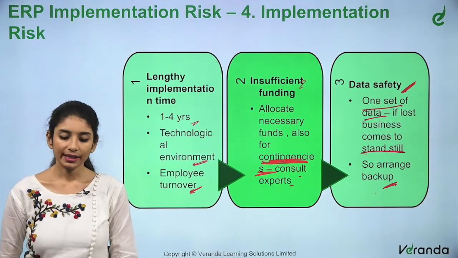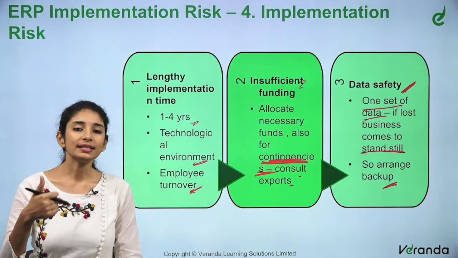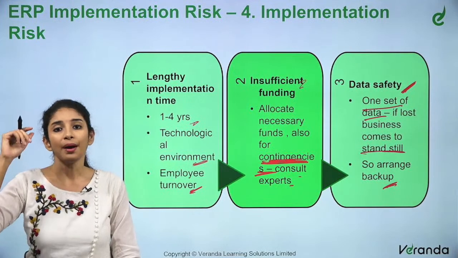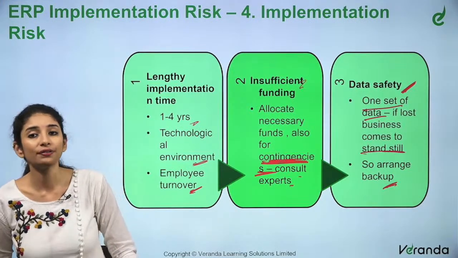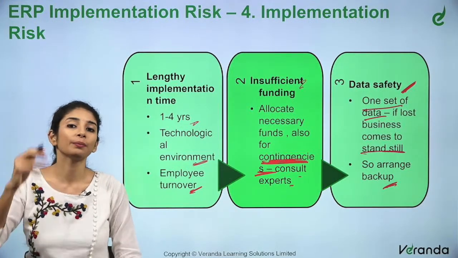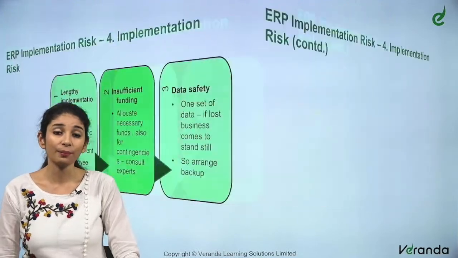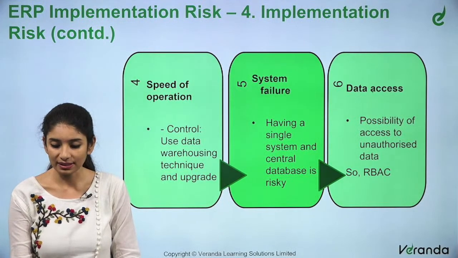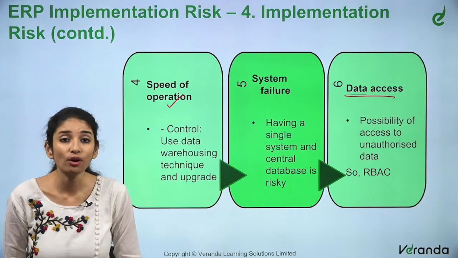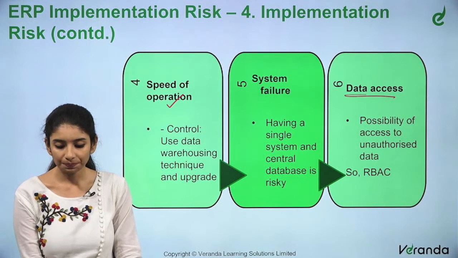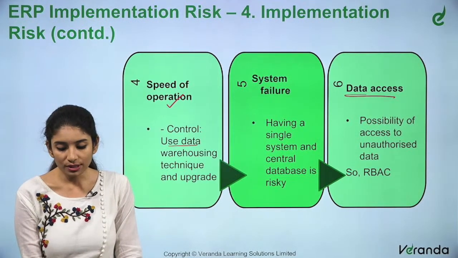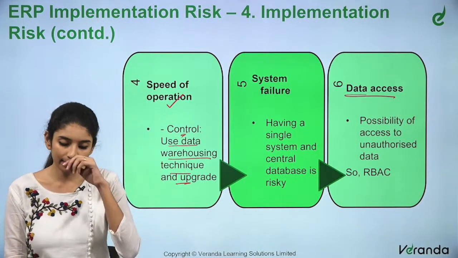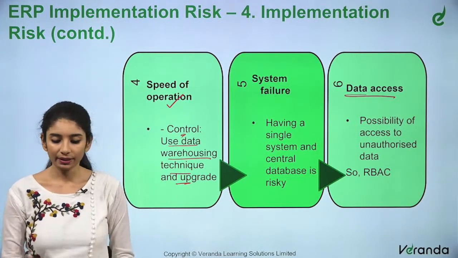Data safety. So point number 1 is lengthy implementation time. Point number 2 is insufficient funding. Point number 3, data safety. Point number 4 is data security. Data access, okay. Fine, we will go to speed of operation. Use the data warehousing technique and upgrade the data.